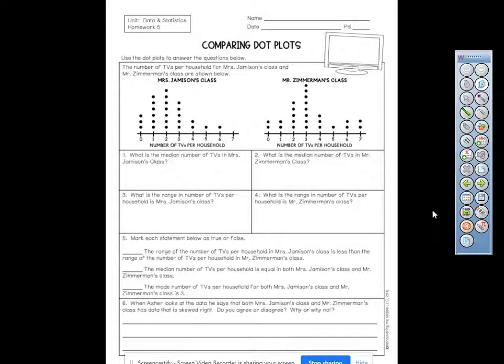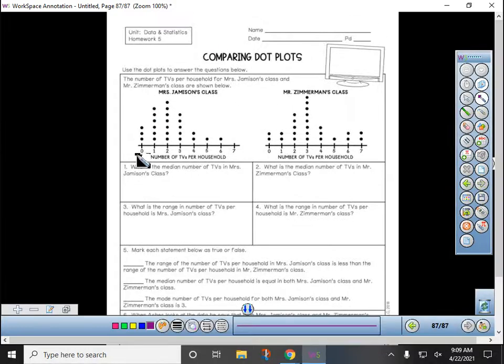Comparing dot plots. The number of TVs per household for Mrs. Jameson's class and Mr. Zimmerman's class are shown below. What is the median number of TVs in Mrs. Jameson's class? So on this one, you're going to have to start marking them: the lowest one, and then the high one, and then the next low one, and the next high one. So let's just mark all of them out. I think we're going to come up with, what is the median?